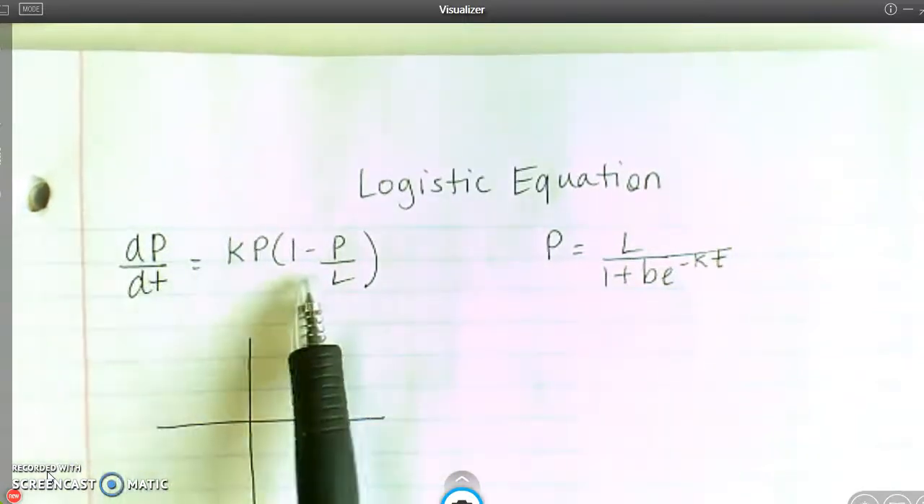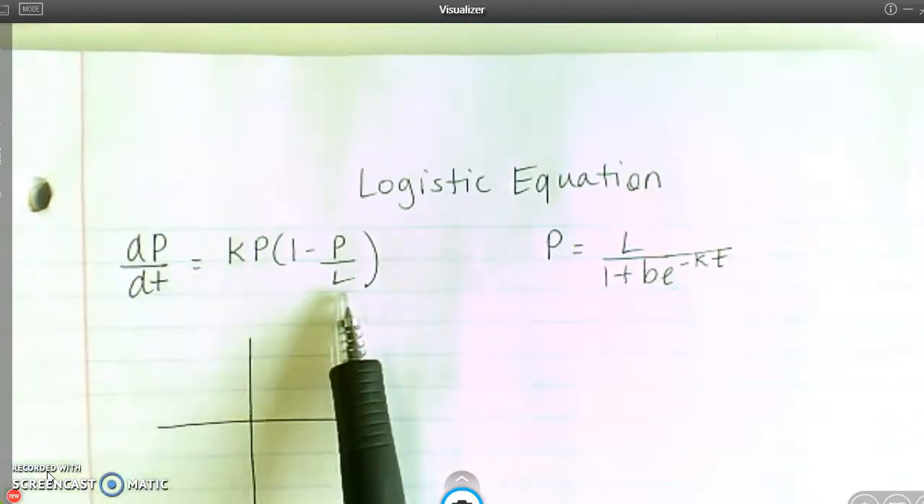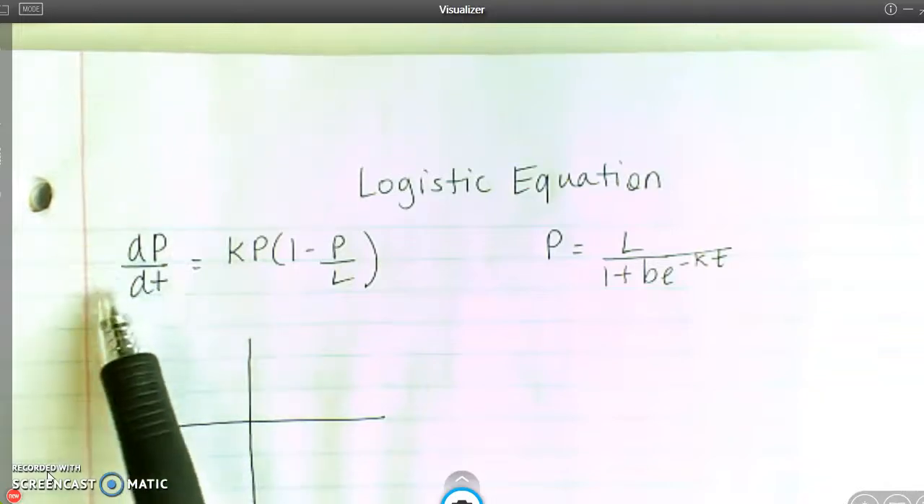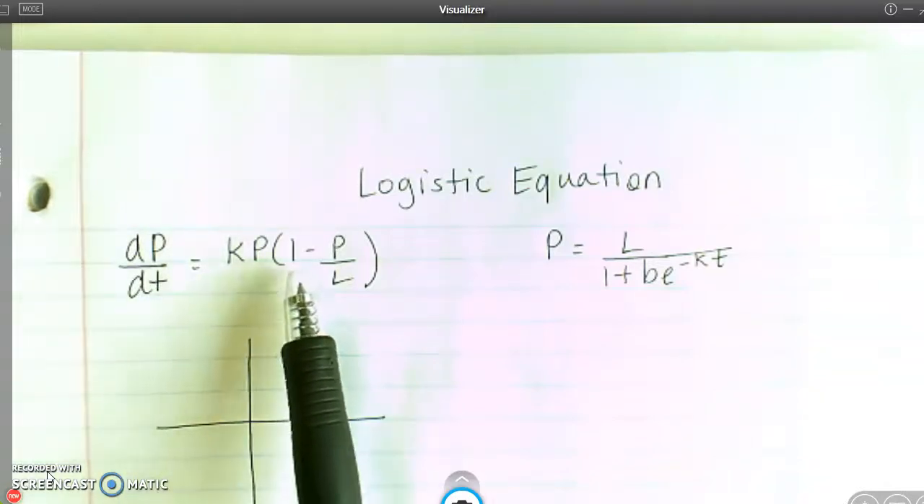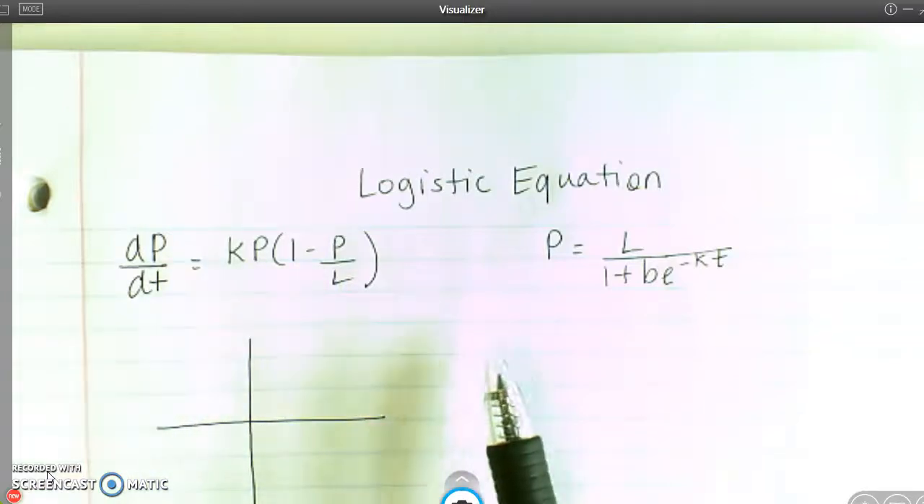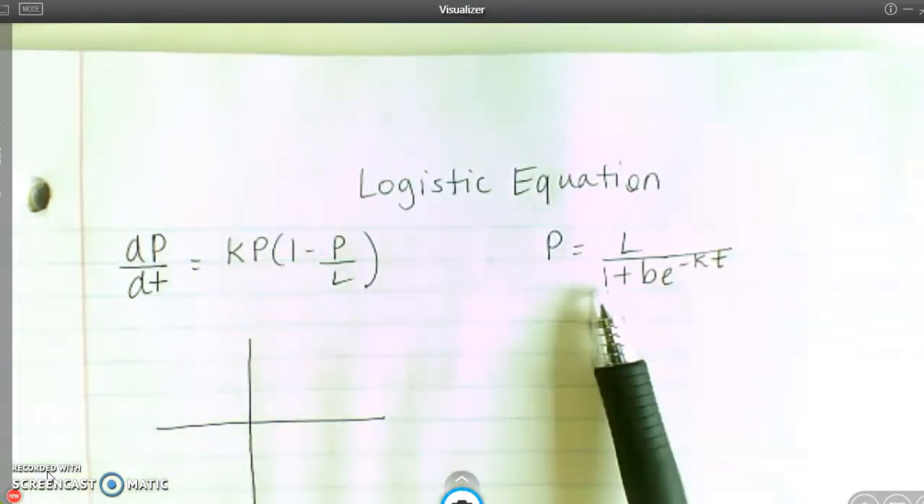So in this form, this is telling you what the differential equation stands for. This is how the rate changes. The rate of dP over dt is kP times 1 minus P over L. And I'll explain what all of those letters are. If you solve this differential equation, this is the form of the solution you would get.